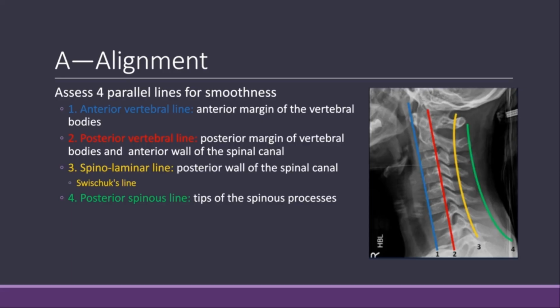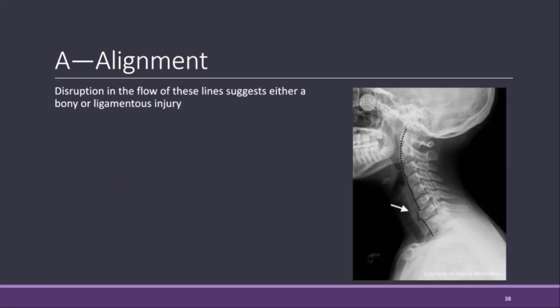Third is the spinal laminar line, seen here in yellow, and it's along the posterior wall of the spinal canal. This line is also known as the line of Swischuk. Lastly is the posterior spinous line, seen in green here, and this goes through the tips of the spinous processes. All 4 of these lines should be nice and smooth, and disruption in any of these lines may suggest either a bony or ligament injury, as seen here.